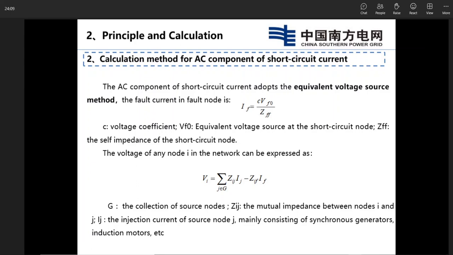So if we want to calculate the AC current amplitude, first, we need to create the impedance matrix of the whole system. And then we use the voltage divided by the self-impedance, and we can get the short circuit current. And we use this equation because we have the impedance matrix first. Then we know the mutual impedance between any nodes, and we can know, after the fault occurs, the voltage of any node.